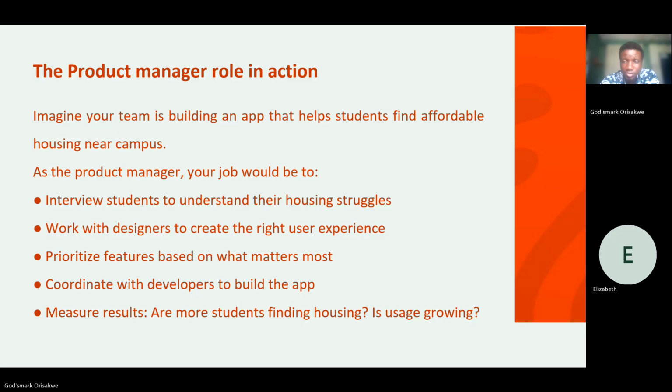So I'll have to prioritize. In a real situation, I listed out some features, right? The first thing I'll remove from there is that 3D view. We are not building that now. Users are not asking for it, their problem is not that we don't have a 3D view. No, their problem is we can't find affordable houses near campus. That is their problem. So how I solve it is up to me.